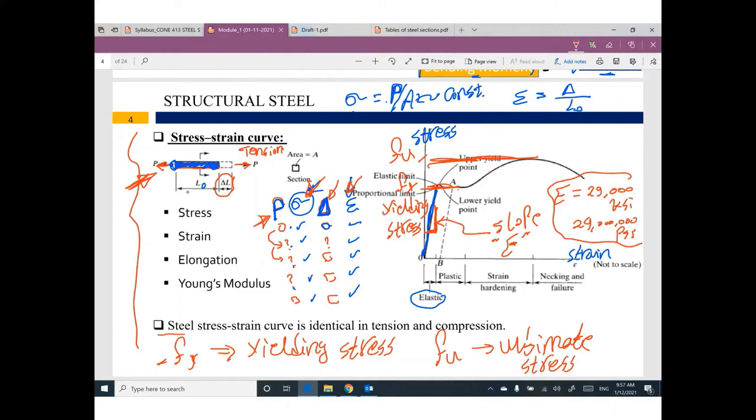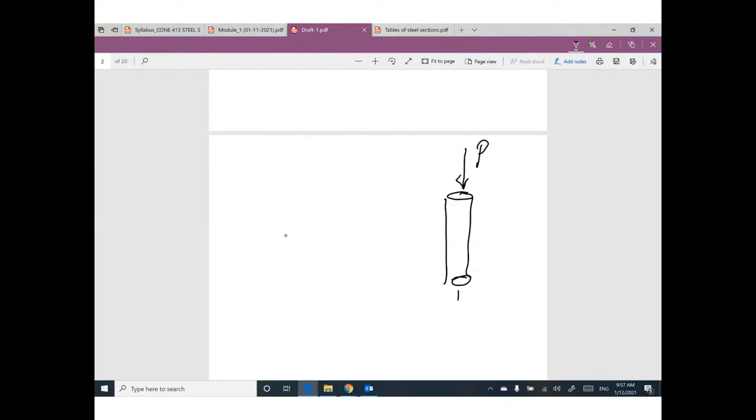Just for your information, the stress strain curve for steel is identical in tension and compression. I'm sorry, what do I mean? I mean, if you have a piece of metal, a steel specimen, and you are applying compression P, this compression will cause contraction delta in the specimen. At zero load, we have zero contraction. At a certain level of load, we have a certain level of contraction. If you increase the applied load, you have more contraction, more load, more contraction.